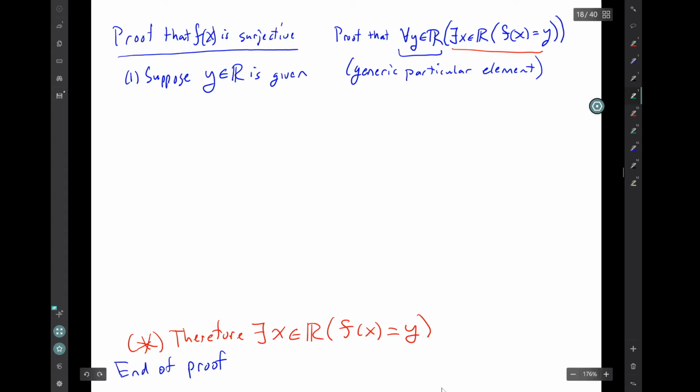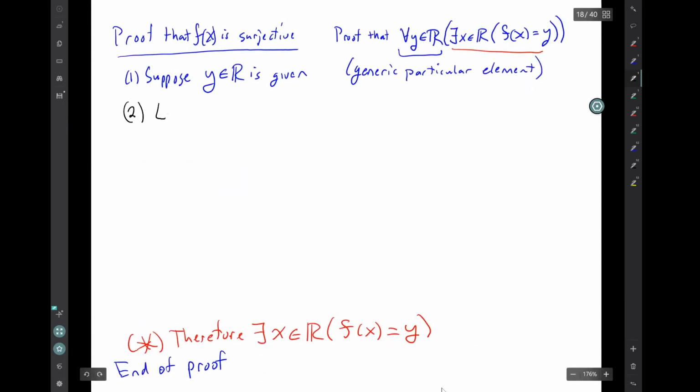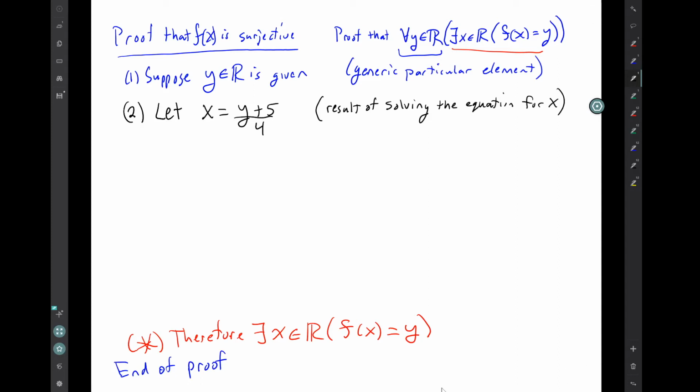Well, the hint is we've got this expression that's an equation solved for x in terms of y. We're going to introduce that as our x that's going to be the magic x. So there's the x that we're going to introduce. Again, we just have to come up with an example. So we have the liberty of just coming up with an x however we can figure out a way to come up with an x.